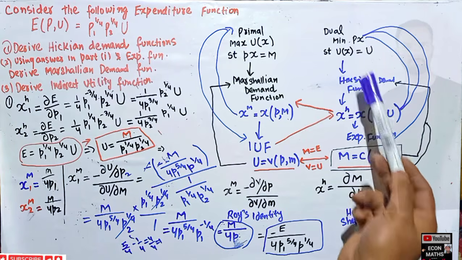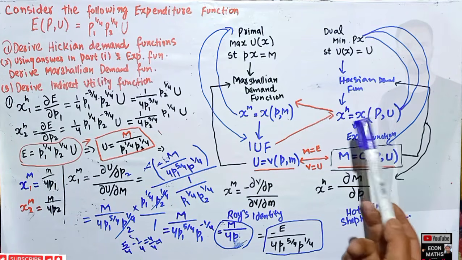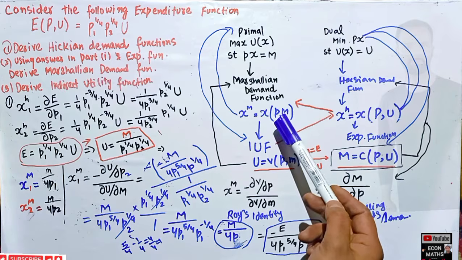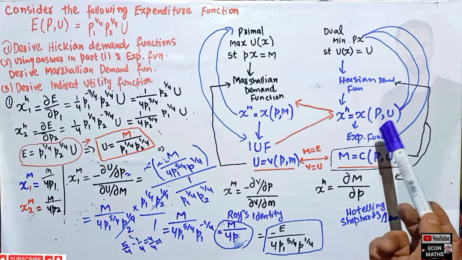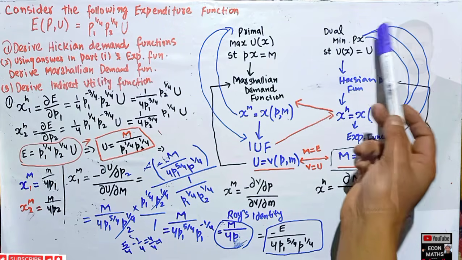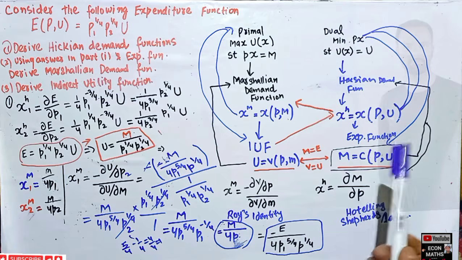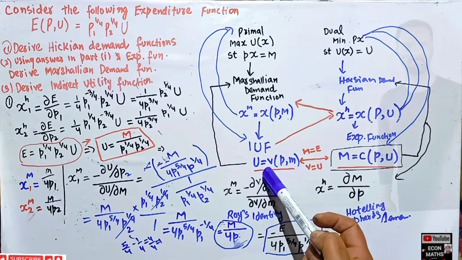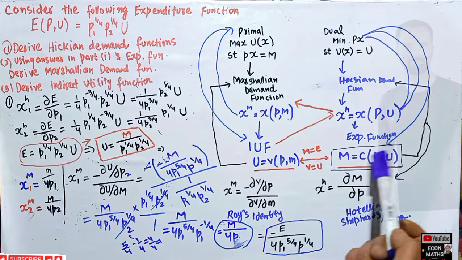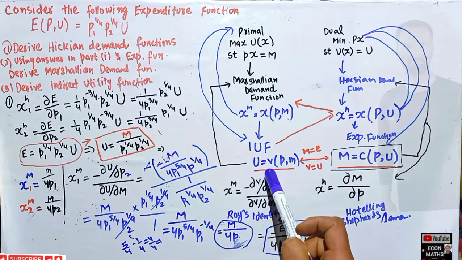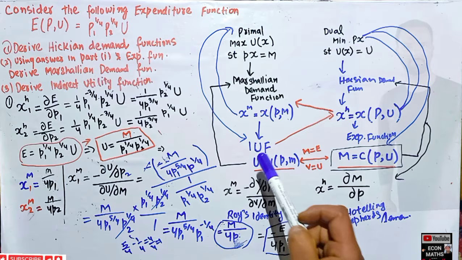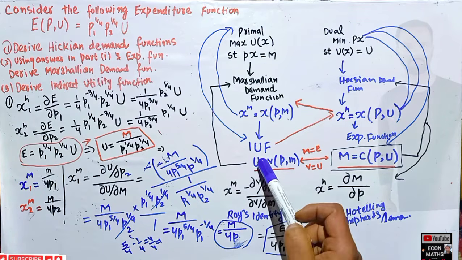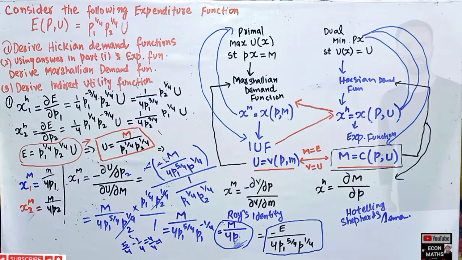Same is here. Okay, when we solve this, we get here Hicksian demand function, which is a function of price and utility. This is the function of price and income only. Okay, so to get the expenditure function, what we do, we just put this Hicksian demand function back in this objective function to get the expenditure function. Okay, now how do we get indirect utility function from the expenditure function? Solve this very function for u to get the indirect utility function. Okay, after we get the indirect utility function, just plug this value in the Hicksian demand function to get the Marshallian demand function.